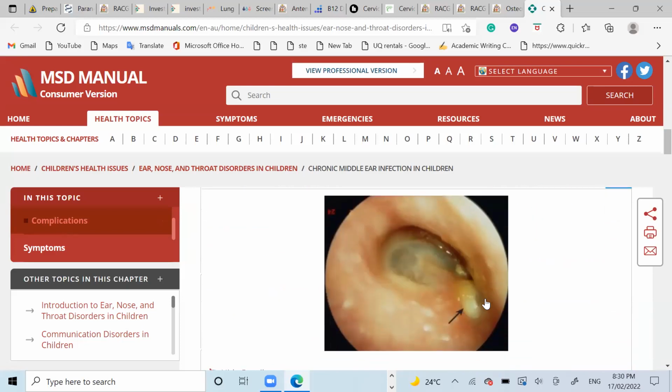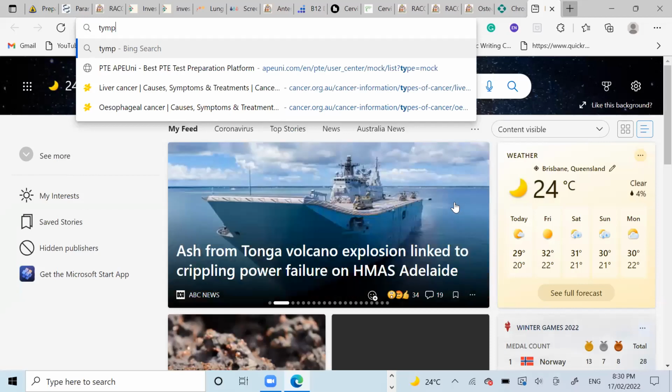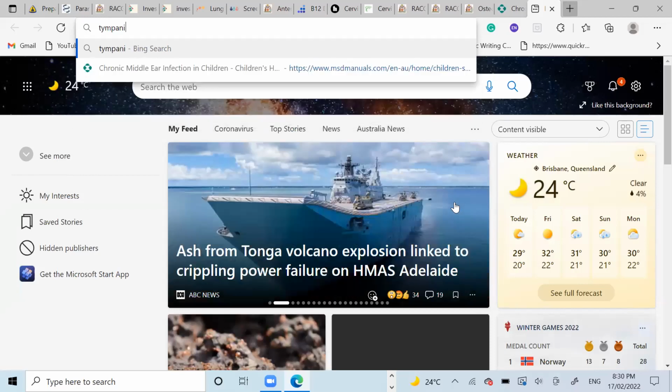Can you appreciate this whitish mass over here? This is the cholesteatoma. And this membrane, the tympanic membrane, is a very dull one. Let me show you the normal tympanic membrane, so you guys can appreciate it well.